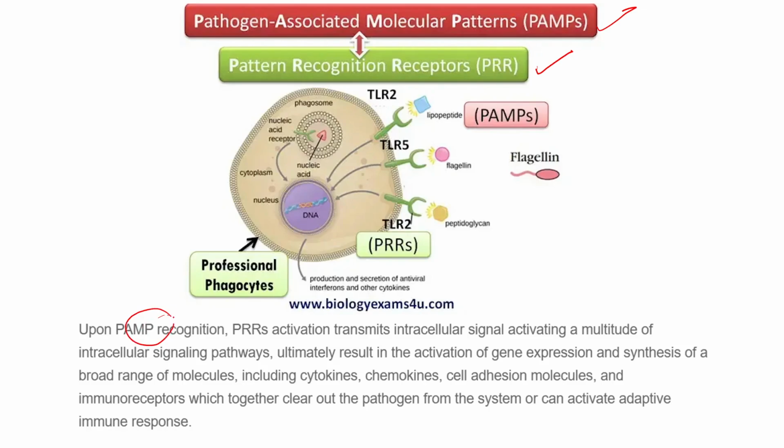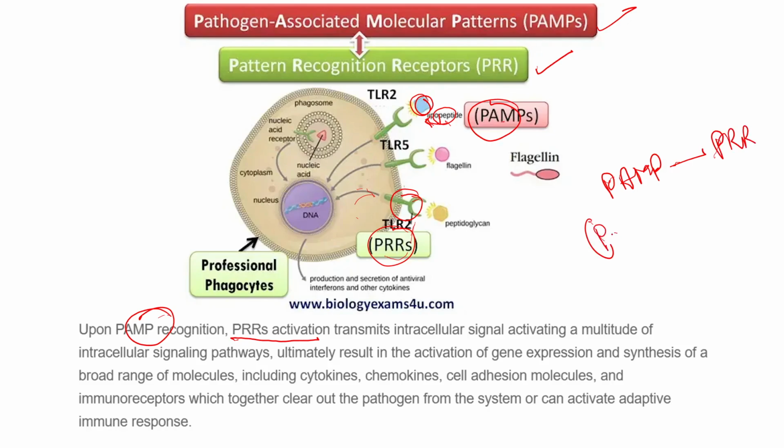So upon PAMP recognition, the PRR will activate the intracellular signaling. This PAMP will be present on the pathogens, like this lipopeptide present here. This PRR is the pattern recognition receptor present on this host cell. So the PAMP will interact with the PRR.